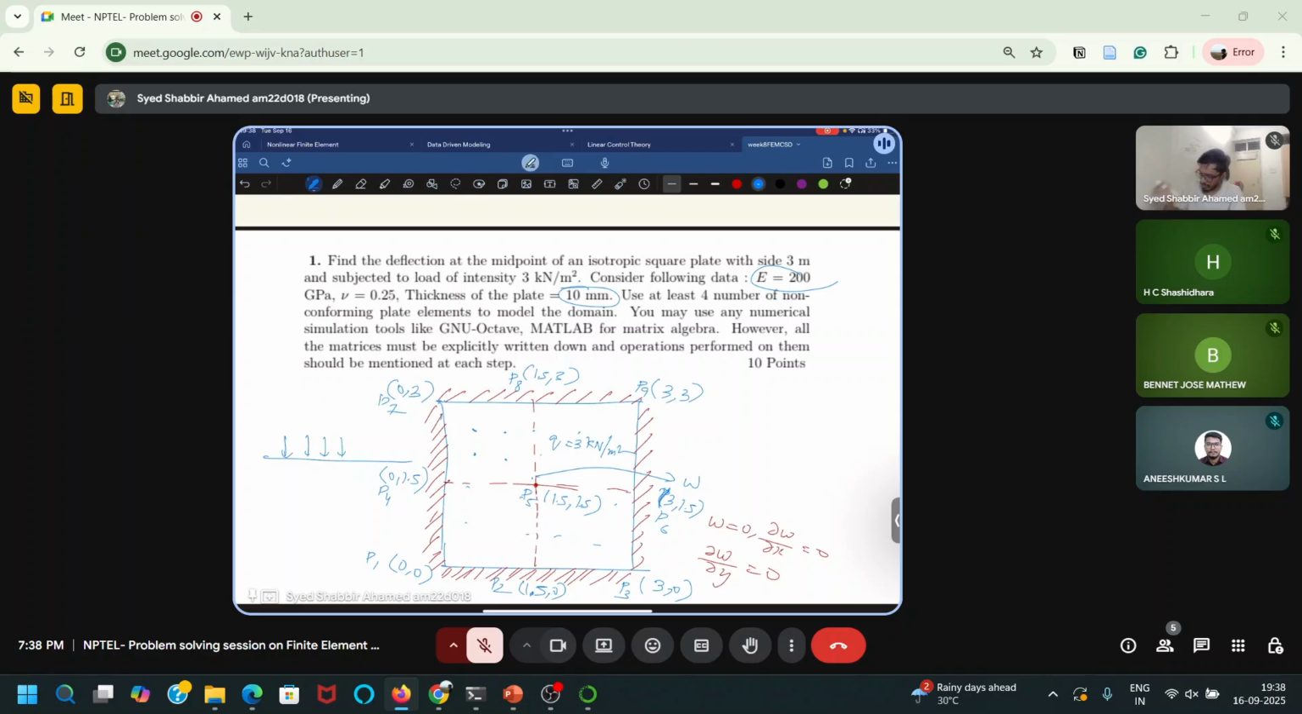Don't worry about the order of numbering. Don't ask me why you are not taking anti-clockwise, because it doesn't matter, as I'm just having one element here. This whole plate is not one element, but this is one element. Okay, so this is one element. Don't worry about the node numbering because we have only 4 nodes.